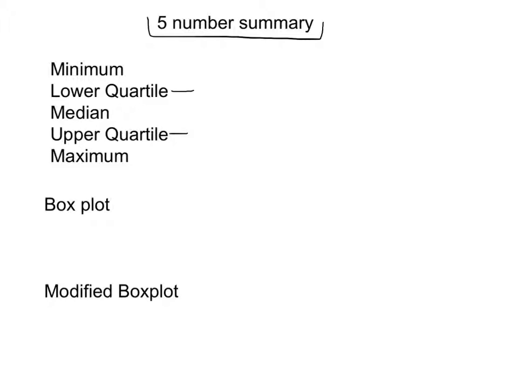Our 5-number summary is simply going to be these 5 numbers. Our 2 quartiles and our median, numbers that we found so far, our minimum, the lowest value we have, and our maximum, the upper value that we have.